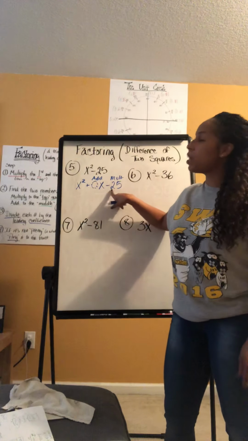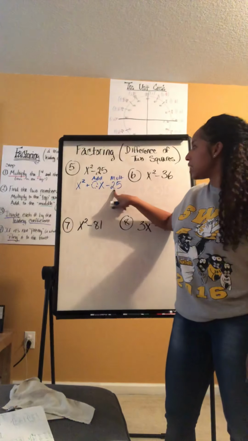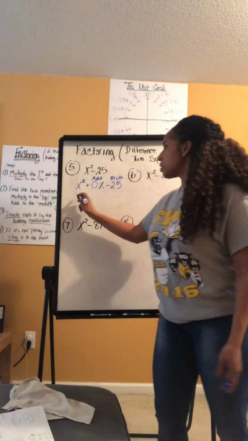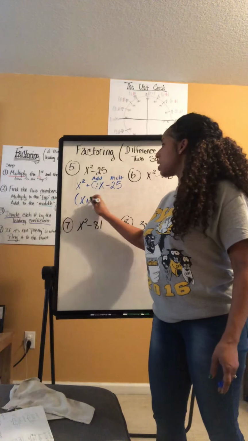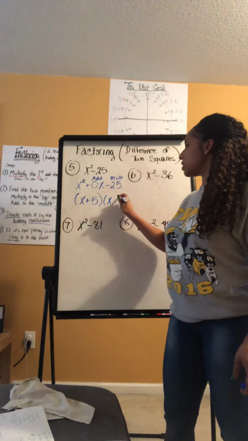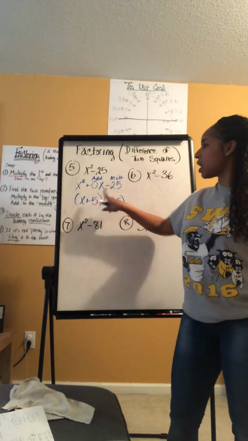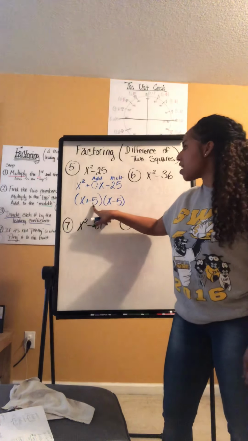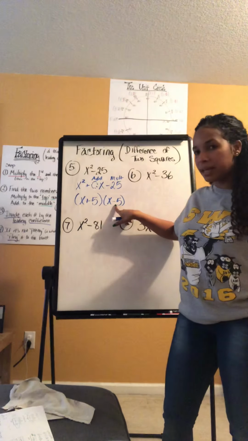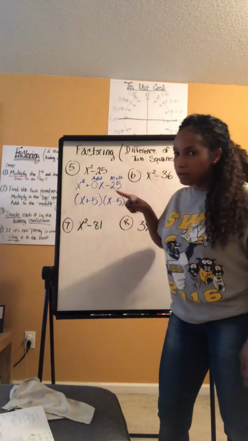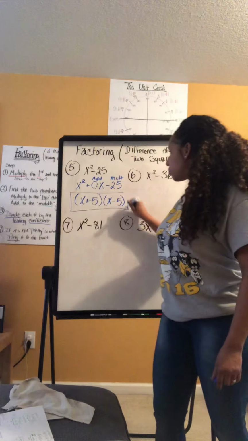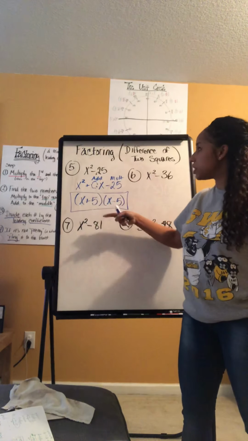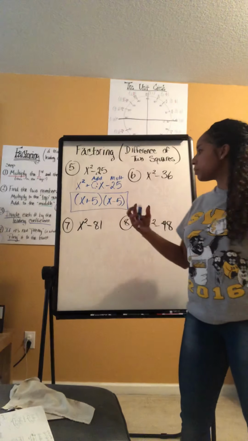As far as 25, I know that 25 is the product of two of the same numbers, and that's 5 and 5. So if I factored it, I could have an x plus 5 and an x minus 5. 5 times negative 5 would multiply to negative 25, but 5 plus negative 5 would be like subtracting, and that would give me 0. So this is my factored form. The factored form is just the same exact problem, it's just broken apart.